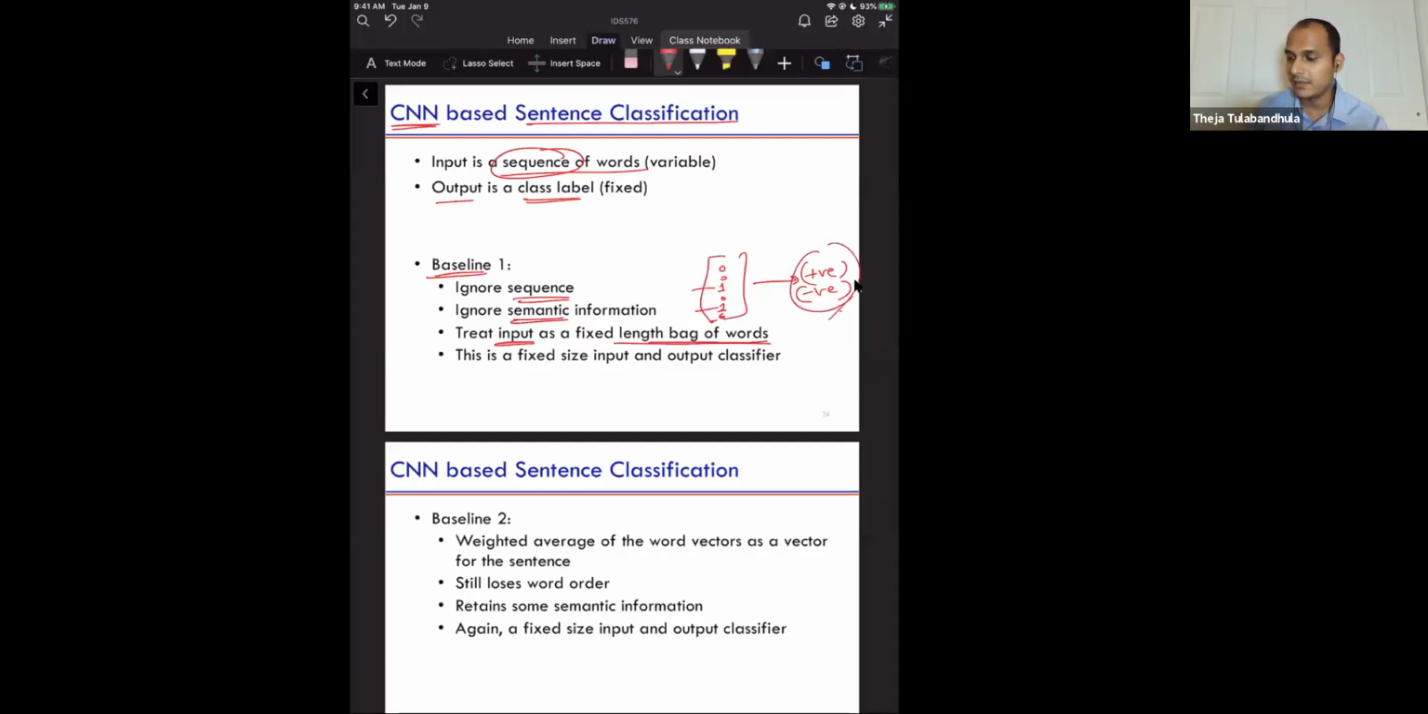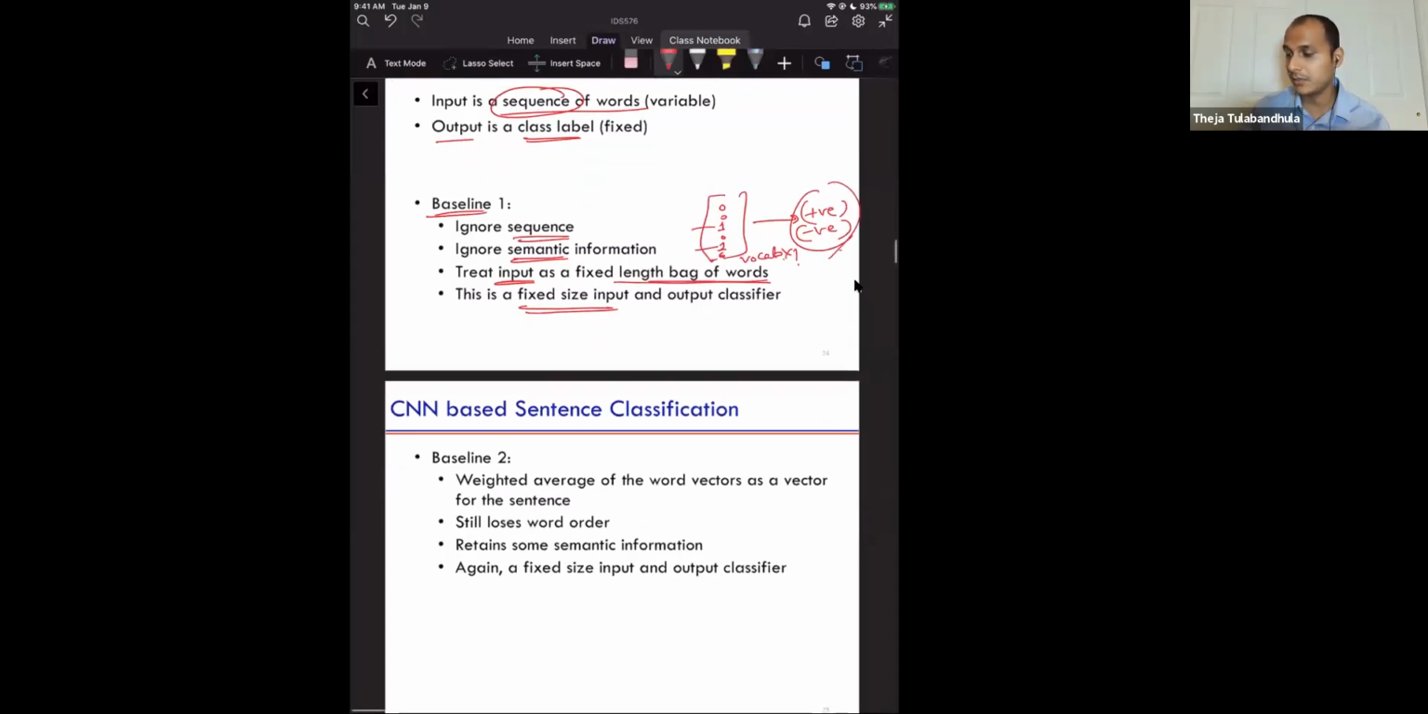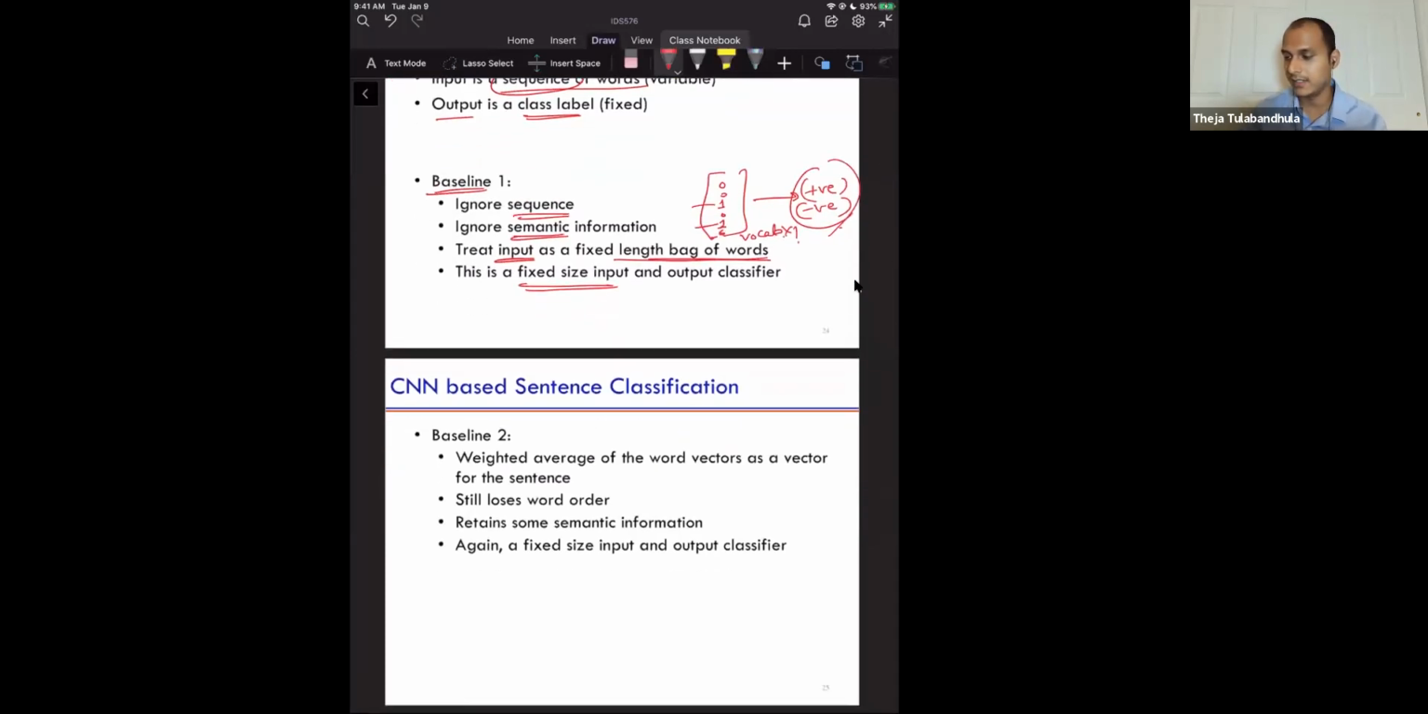So that's what you can do. It's a fixed size input, which is just a vocabulary size vector, and the output is just the number of classes you want to classify the sentence into. So it's not taking into account any ordering, and the encoding is also quite primitive.